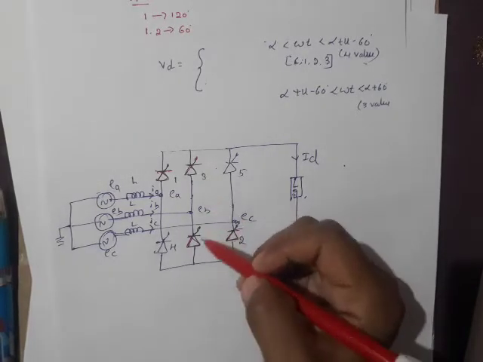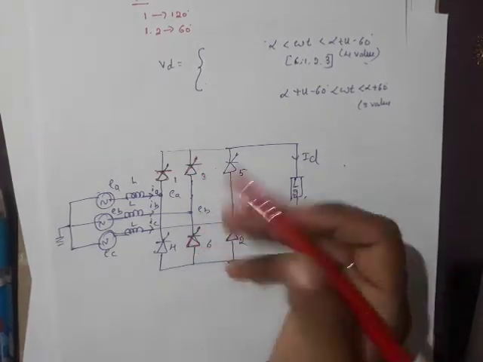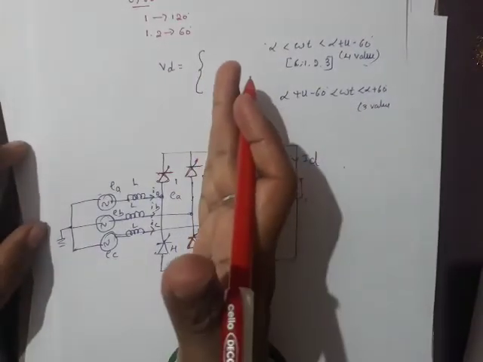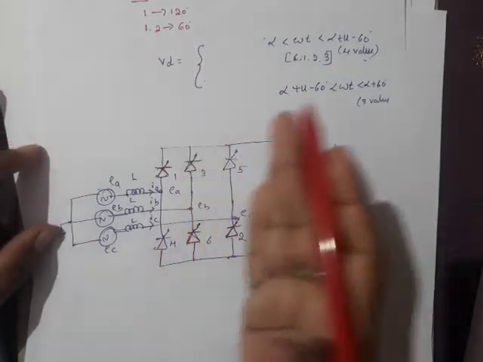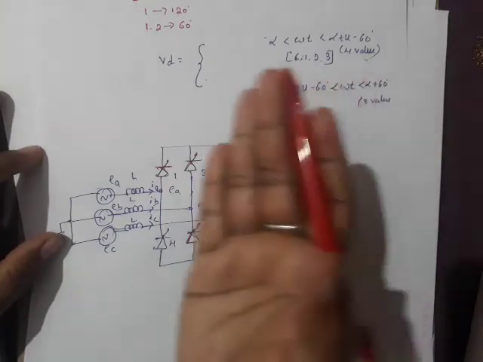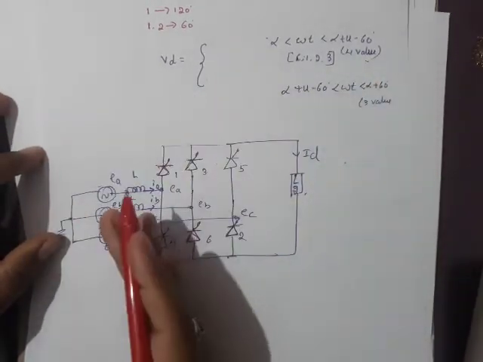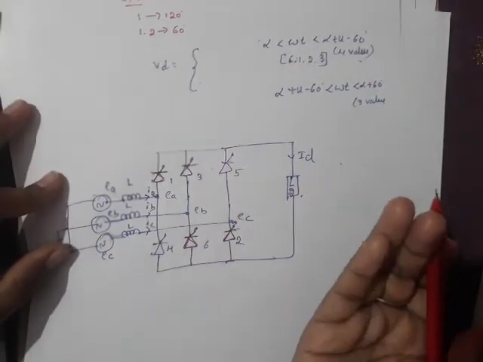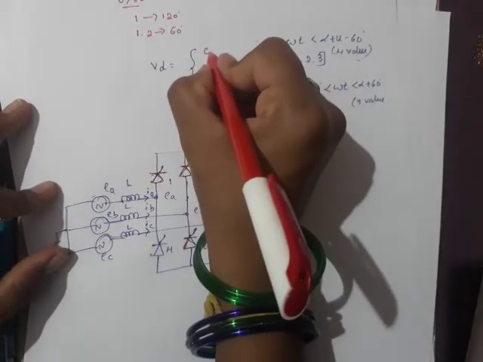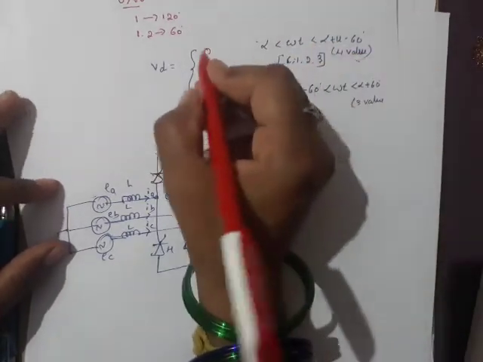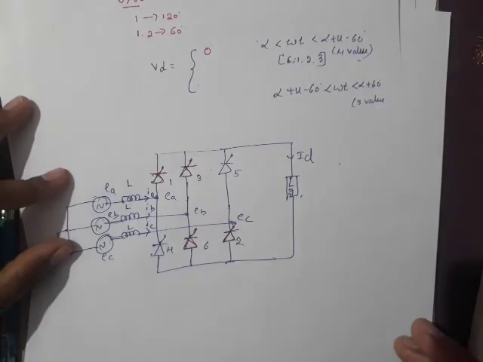What happens when 3 and 6 both conduct? It is a dead short circuit. This limb will become short circuit. It is shorted, and the output voltage is 0. Since we have a shorted leg in the rectifier circuit, what is the output voltage? Output voltage is 0. So during this duration, because of the dead short circuit, output voltage is 0.